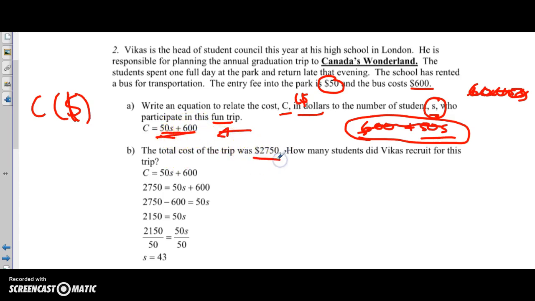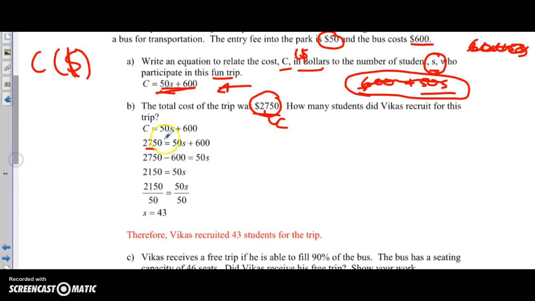If I want 2,750 bucks, how many? Sorry, if that's how much it costs, how many kids went? Okay, so working backwards, that's the bill they got. So what you do here is that's C. You set that equal to 2750 equal to 50S plus 600. Now at this point, guys, don't put a dollar sign in here because you've already told me that C is in dollars. If you do this again, then it's really like two dollar signs, and that's not good. Now in your word answer you do, but not in the equation itself. You never need that.